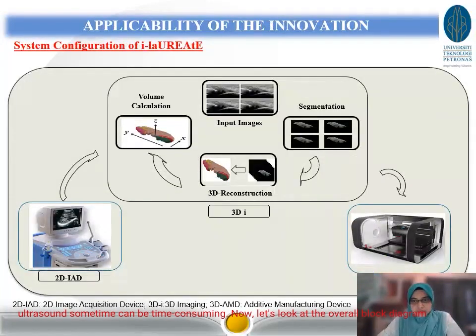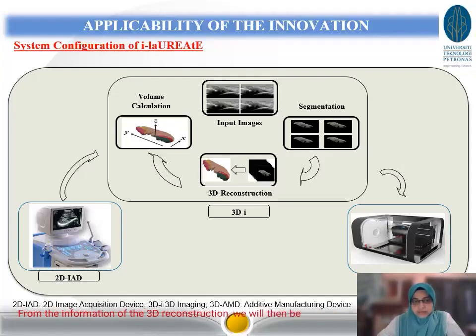Now let's look at the overall block diagram of iLaureate and how it is able to provide 3D imaging of the ATFL region based on ultrasound images. The main process can be divided into these 3 blocks. First is DIAD, which is the image acquisition device for ultrasound scanning, and then it goes into 3D imaging. What is involved here is basically taking in the 2D ultrasound scans and then performing segmentation in order to highlight the ATFL regions, and then performing 3D reconstruction.